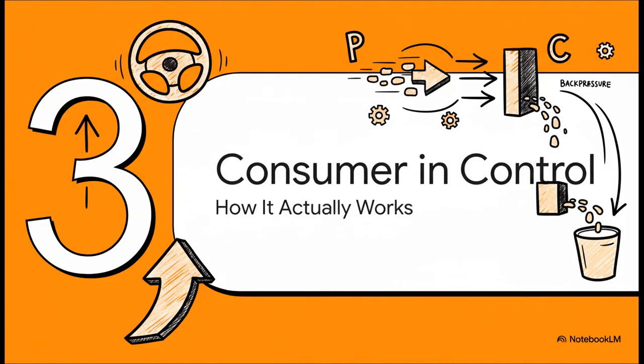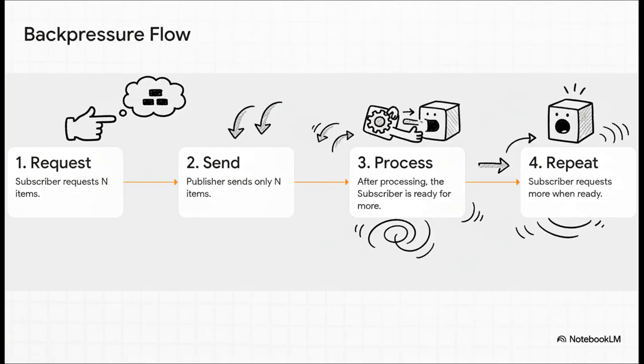Okay, so we've got the concept, but how does this really work in the real world, in actual code? Well, this is where you see that power shift I was talking about. With backpressure, the consumer, not the producer, is in the driver's seat. The whole process becomes this nice, polite, controlled conversation. First, the subscriber says, "Hey, I can handle, say, 10 items right now." Then the publisher sends exactly 10 items, and no more. The subscriber does its work, and once it's ready, it just asks for the next batch. See the difference? We've turned a chaotic push system into an orderly pull system.